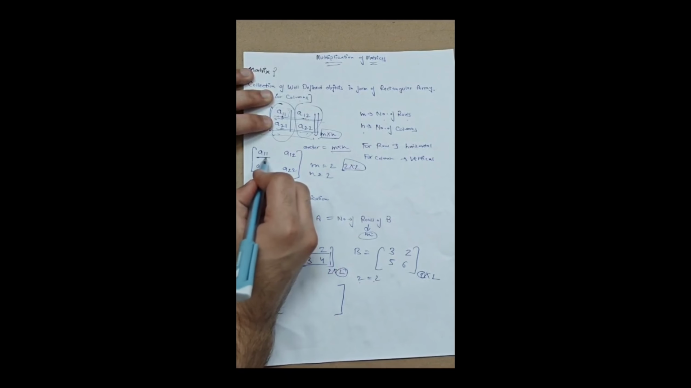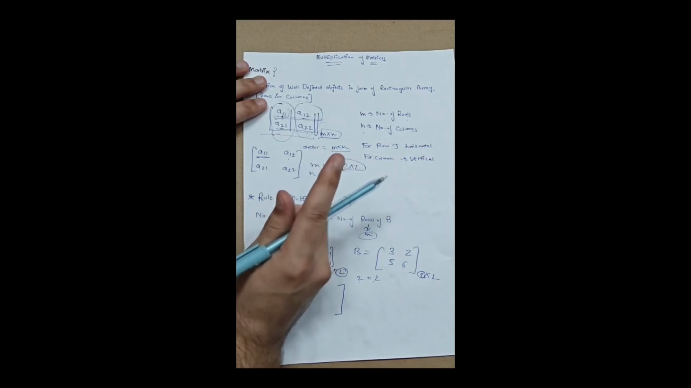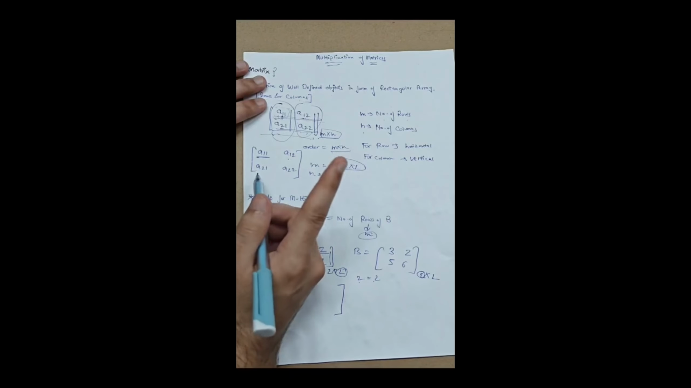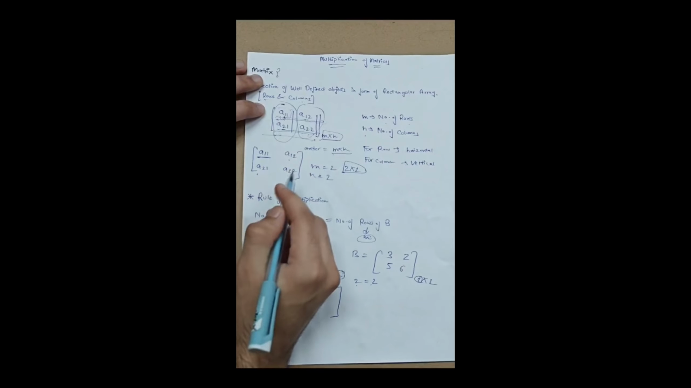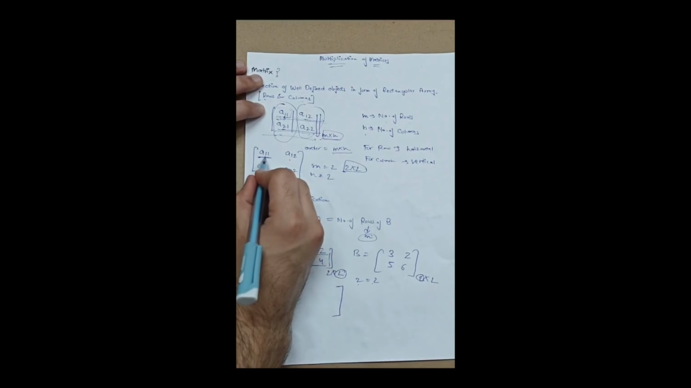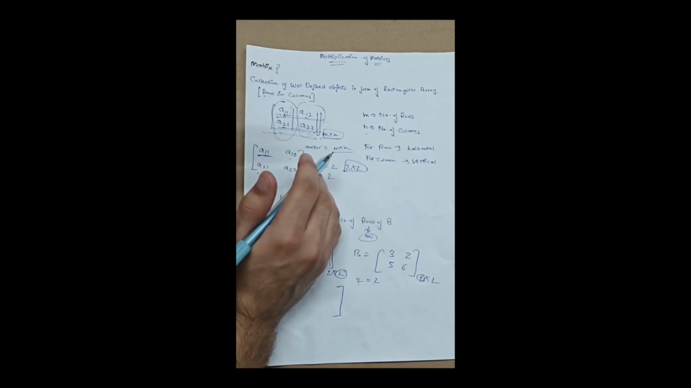So this A11 denotes the first element of the first row. A12 denotes the second element of the first row. A21 denotes the first element of the second row, and A22 denotes the second element of the second row. So these are the elements where the first number is denoting the row number and the second is denoting the column number. In general terms, I have written this matrix. So A is nothing but just to denote the element.